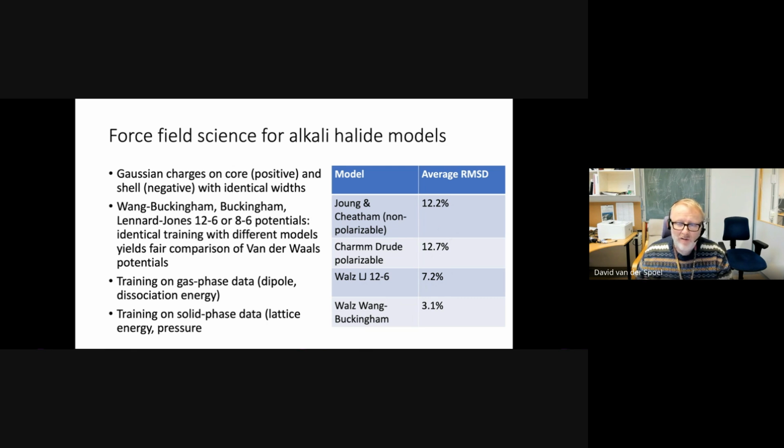So here we have like 4 different Van der Waals potentials, and we train everything in the same way, and we see how much a more expensive but also more accurate potential gives us. It's like twice as good as this one.